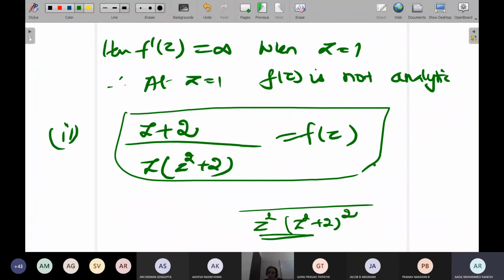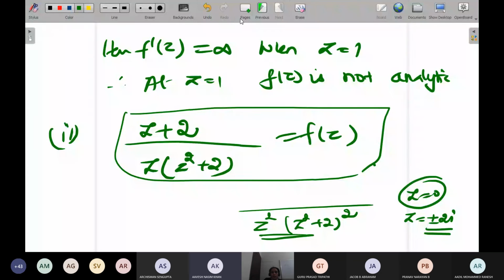Another one is z equals 2i, only 2i, plus or minus 2i. So for these values of z, f dash of z does not exist. Therefore, the function is not analytic at these points. Simply write it down. Okay.